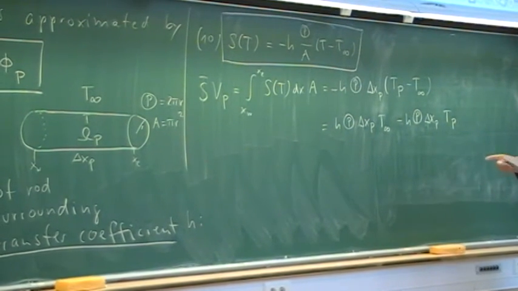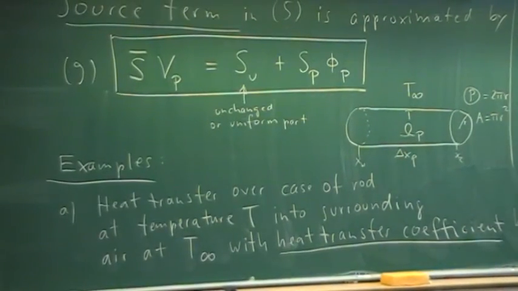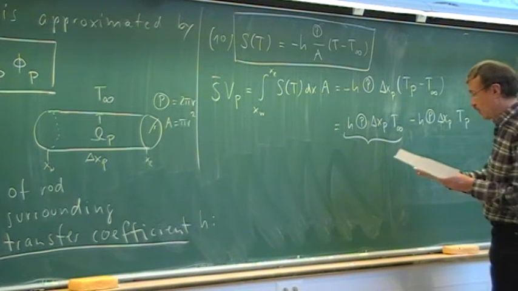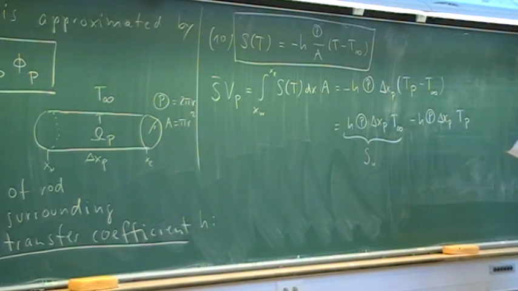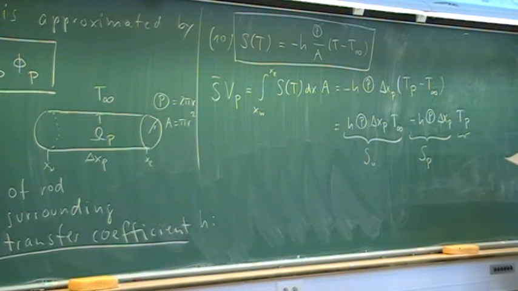And now we can identify the terms in our source term approximation. And this term is then the uniform part Su, that is not dependent on the solution, it is just constant. And this part here, including the minus, that is the coefficient Sp. And this here is then, in our case, the phi p. Our phi is the temperature. So then we have here an example of how the heat transfer of the case can be modeled by the source term.